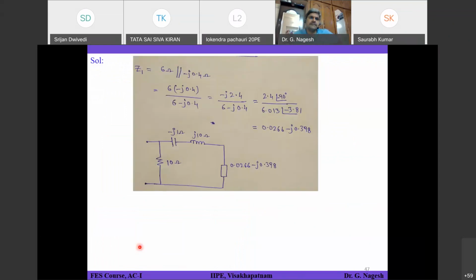Okay, so 6 and minus j4 are in parallel. Similar to resistance R1 R2 by R1 plus R2, here you will have Z1 into Z2 by Z1 plus Z2. If you do that, you are going to get 6 into minus j0.4 divided by 6 minus j0.4. So you will get something like this. Try to solve that and check whether you are getting this answer or not.